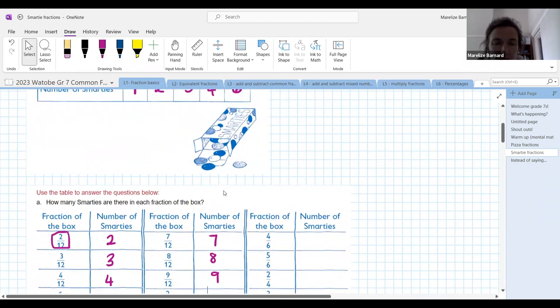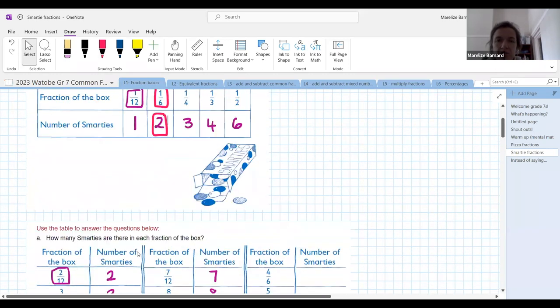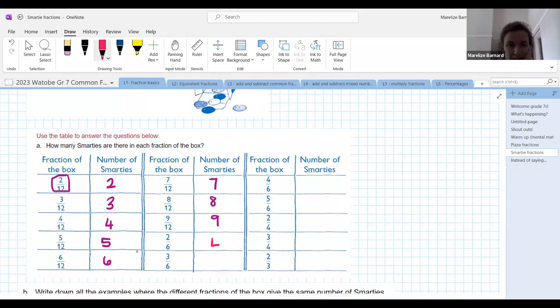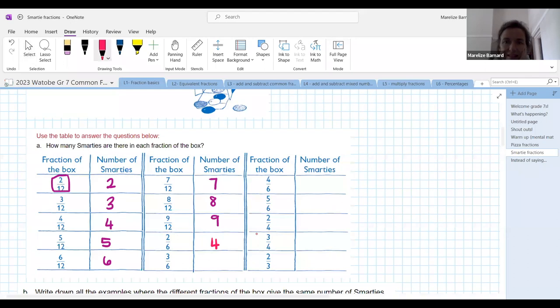Now let's go back to our table to do 2/6. We said 1/6. I'm going to just do it in a different color. 1/6 is 2 Smarties. So 2/6, how many Smarties will that be? 4. There we go. That's right. And then 3/6, how many will that be? Six, that's right. And 4/6, that'll be 8. Nice. You see the pattern? We said 1/6 is 2, 2/6 is 4, 3/6 is 6, 4/6 is 8 Smarties. So 5/6, how many will that be? 10. Yeah, you can just do it by using the pattern. Easy.